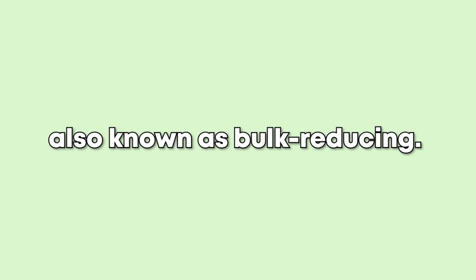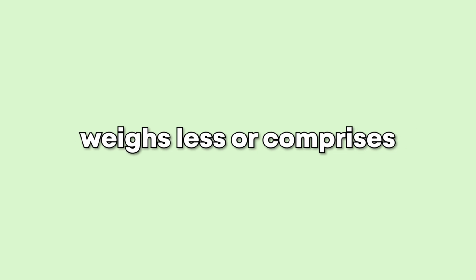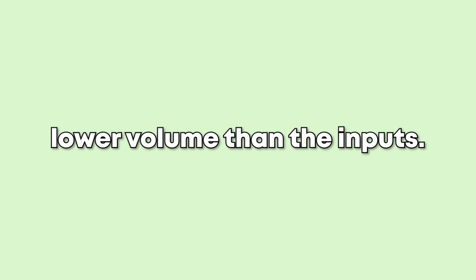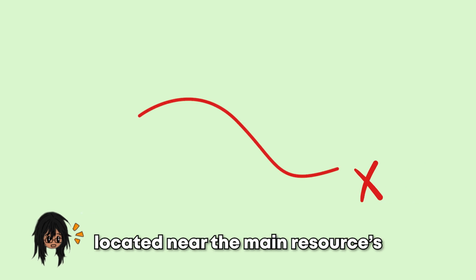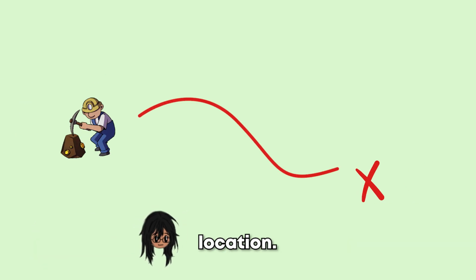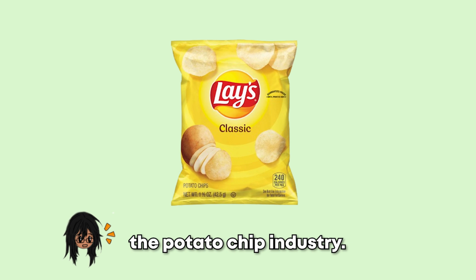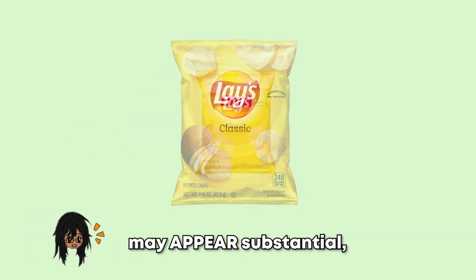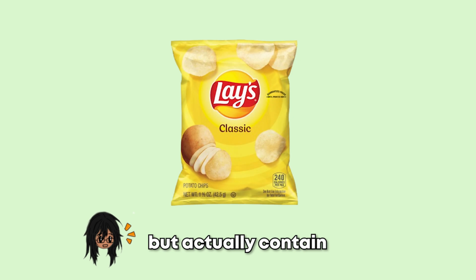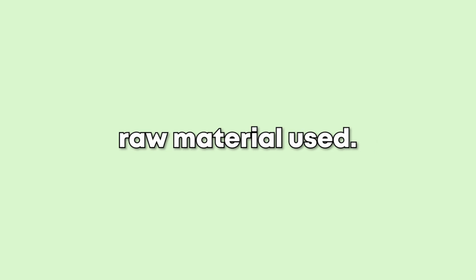On the other hand, we have weight-losing industries, also known as bulk reducing. This is when the final product weighs less or comprises lower volume than the inputs. In weight-losing industries, you will likely find the factory located near the main resources location. An example of this is the potato chip industry. Potatoes are voluminous but light. A large bag of potato chips may appear substantial, but actually contains relatively less weight. This creates a contrast between the volume of the packaged product and the weight of the raw material used.